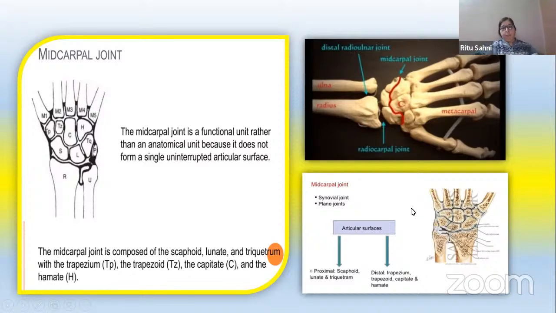and the lunate, which provides stability to the capitate also, because the capitate is in the center. So C is for the center, and the capitate is also in the center of the distal row. So it provides stability whenever we are going to hold something. At that time these bones give the stability, making the arches of the hand also. So these joints, the distal row and the capitate, provide stability to the hand also.